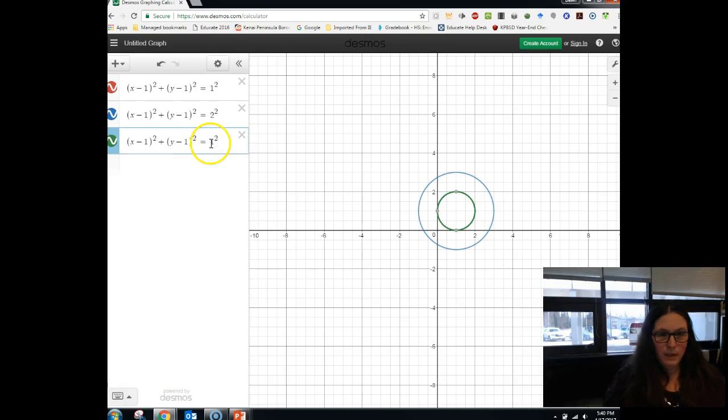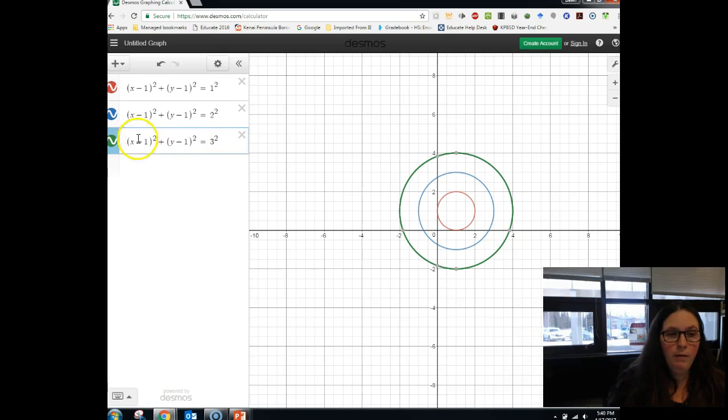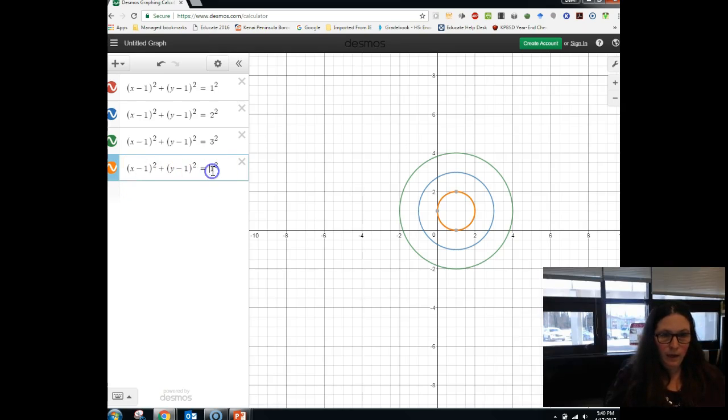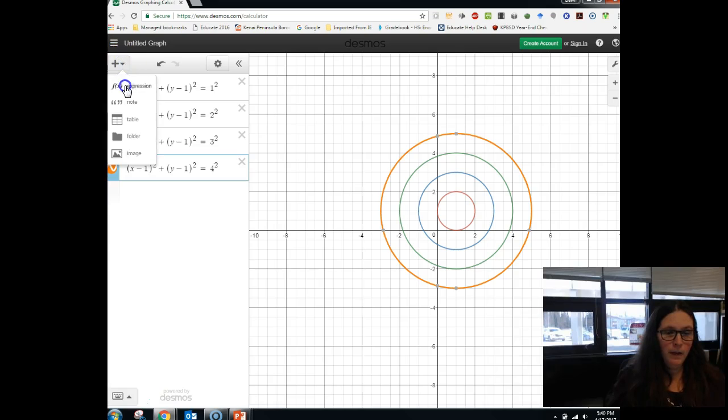I can go through and do the same thing. I'm sure you can predict now that when I put in 3 for my next radius, it's going to give me a radius of 3. I can do the same again. I can even go as far as to put in a radius of 4. And we might just as well do one more and put in a radius of 5.